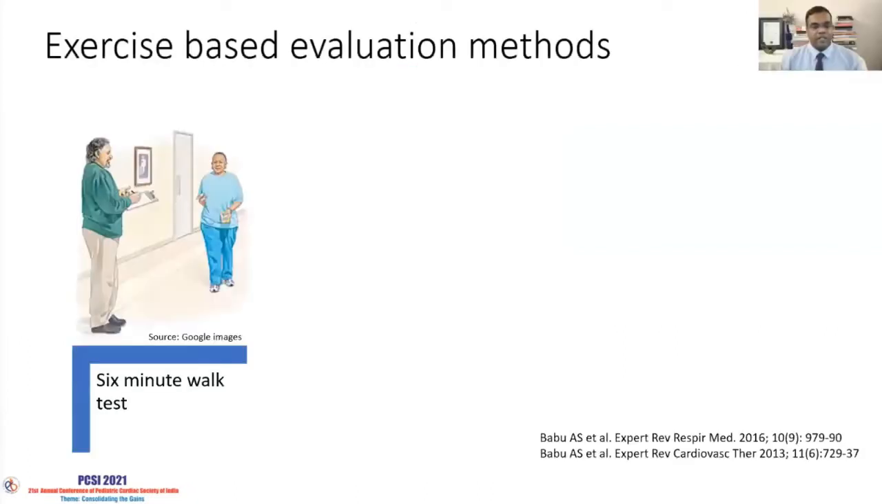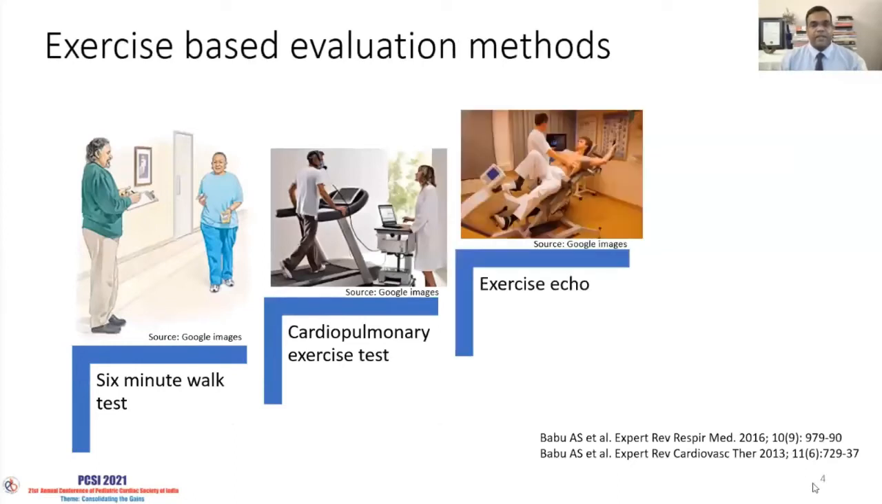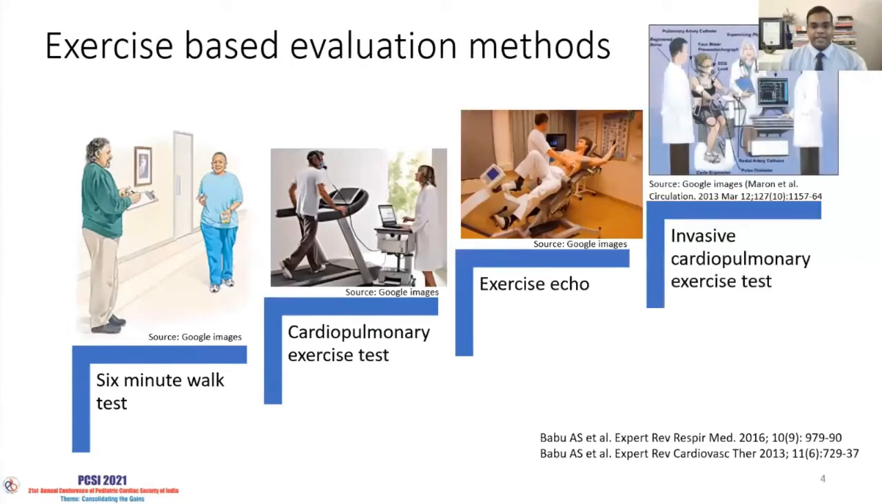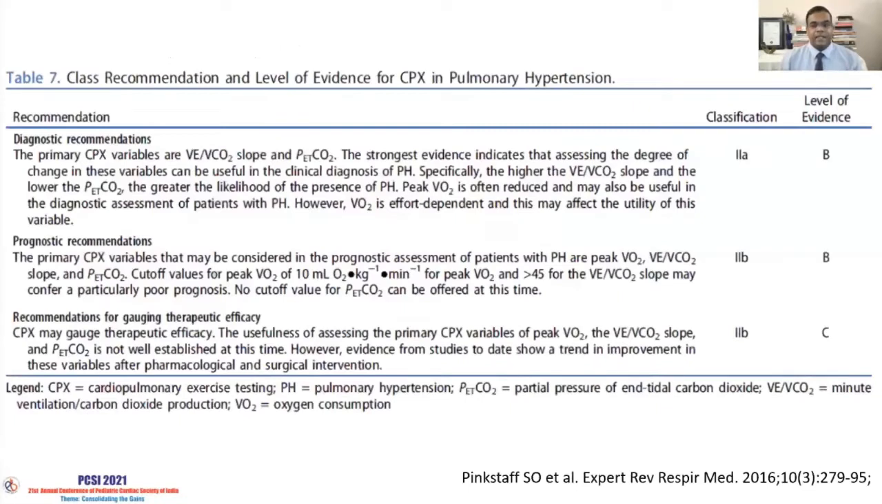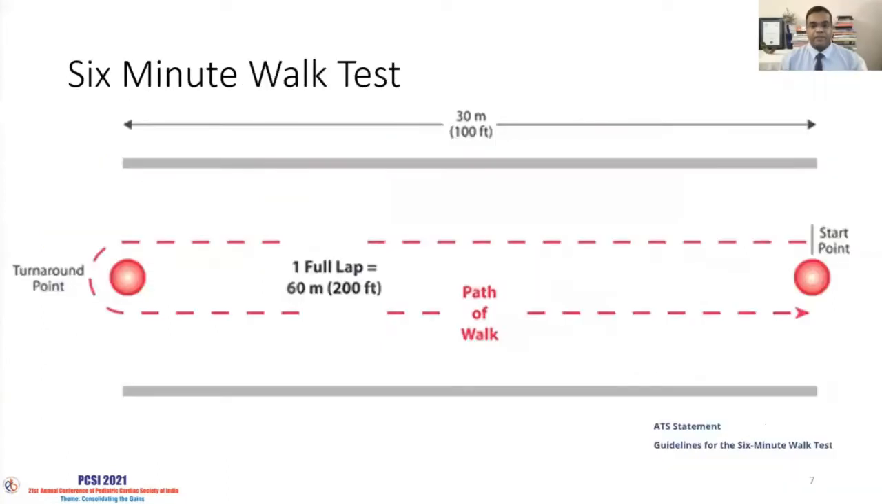And these range from simple functional tests, such as a 6-minute walk test, to more physiologically driven tests, such as the cardiopulmonary exercise test, integrated tests, such as the exercise echo and invasive cardiopulmonary exercise tests. Cardiopulmonary exercise testing has a level B evidence for diagnosis and prognosis, while it has a level C recommendation for gauging therapeutic efficacy. In children, cardiopulmonary exercise testing has been shown to be feasible and safe. The criteria being that children should be at least 120 centimeters or more and be able to comprehend all instructions given to them. And this is extremely important when using a cycle ergometer.